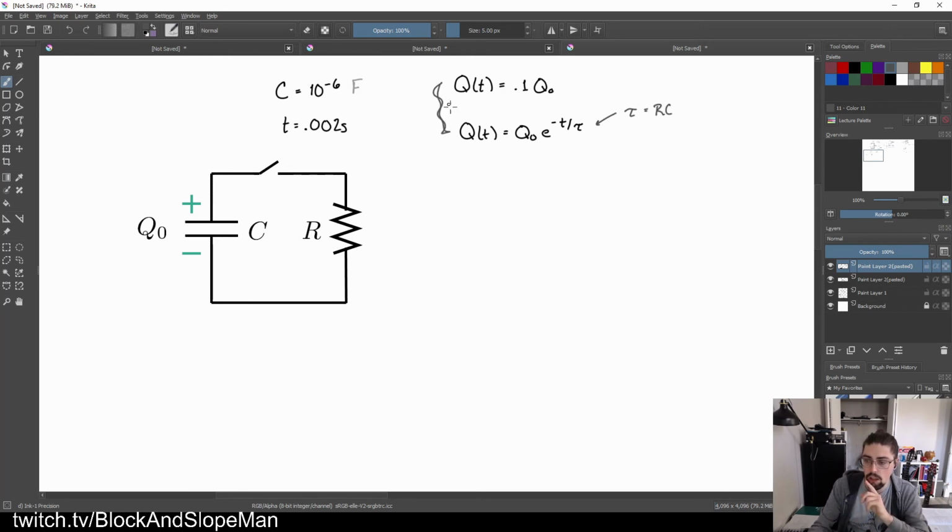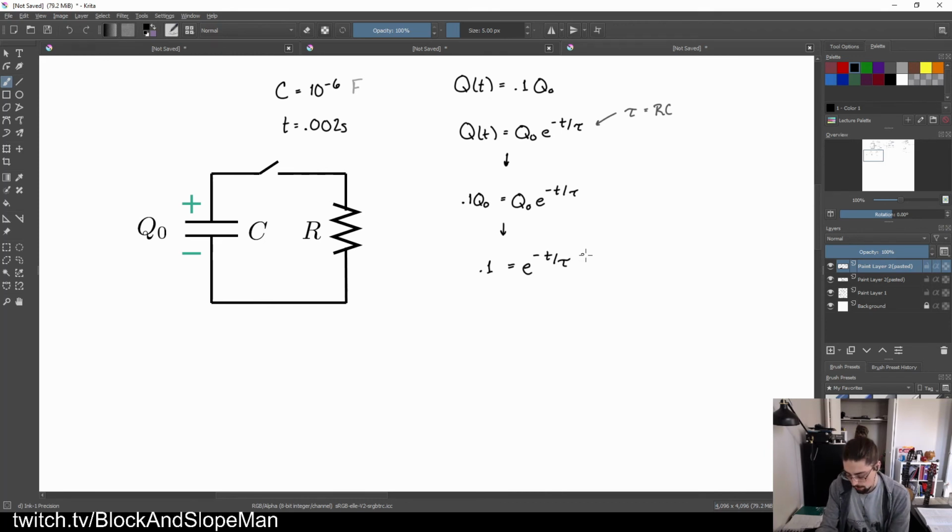Do these two equations look anything alike? Is there a similarity between these that I might be able to pull out and use to help me? Why, yes, there is. What I can really do here is sub in for Q of T. 0.1 Q naught is equal to Q naught e to the negative t over tau. The Q naughts go away. I'm left with 0.1, and I know that might have been an extra step. You might have been able to skip down to this one, but either way, I just wanted to prove the point. 0.1 equals e to the negative t over tau.